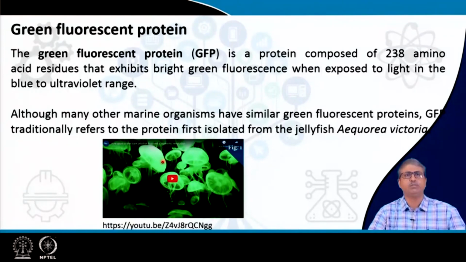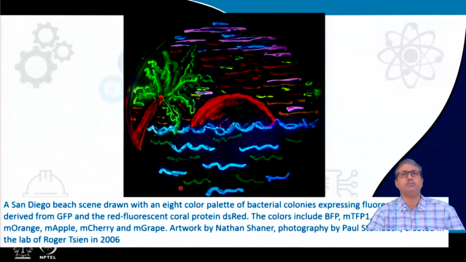So, here is the picture showing the jellyfish, Aequorea victoria, from where the green fluorescent protein was originally first discovered. Subsequently, the green fluorescent protein was discovered in many other organisms, and the gene coding that protein has been identified, cloned, and then used for different purposes in microscopy. If interested, you can go to this particular site and look at how GFP actually works.